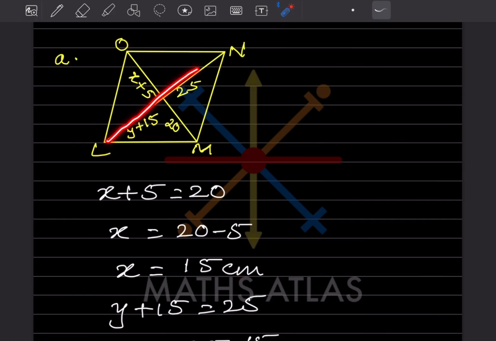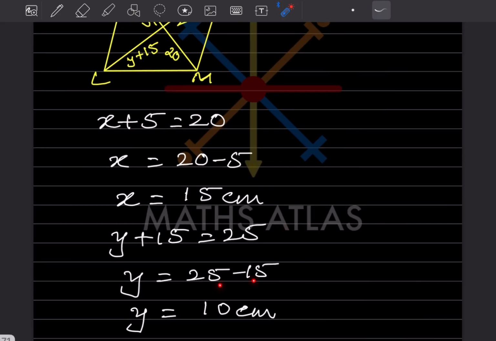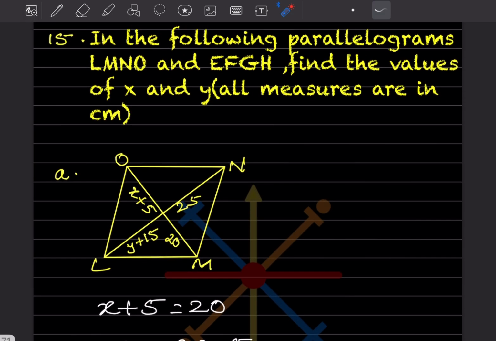Same for this diagonal. Now this side will be equal to this one. So y plus 15 is 25. So y is going to be 25 minus 15. So y is going to be 10 centimeter because they said write the measures in centimeter.